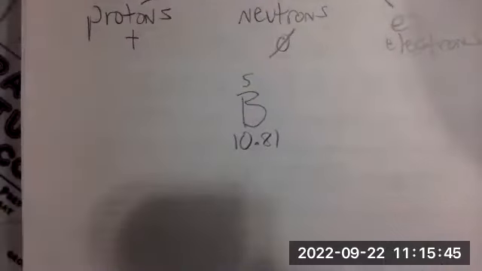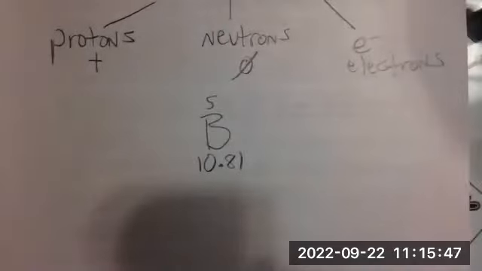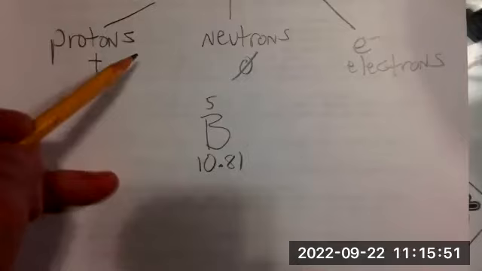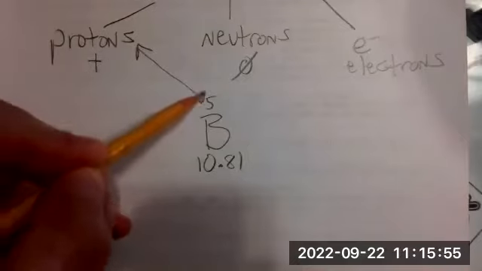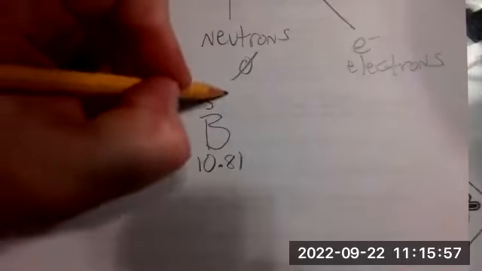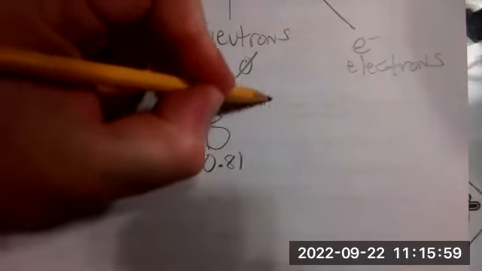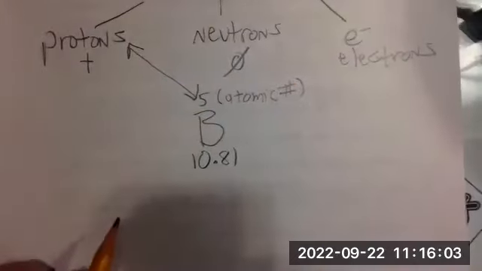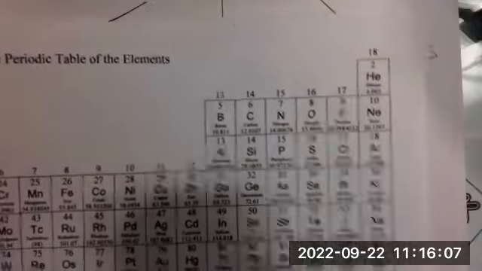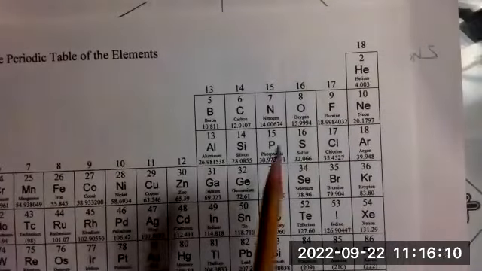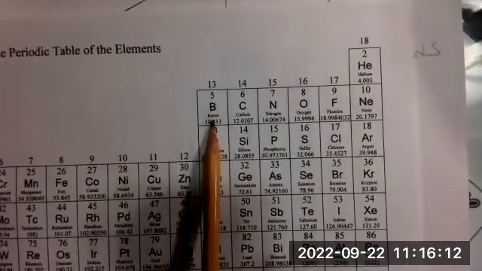All right, so using that information, we can determine the number of protons, neutrons, and electrons. Let's start with protons. That's pretty easy. The number written right here is the number of protons. This number is called the atomic number because it is the number of that atom. Atoms of every element on the periodic table have a different number of protons. That's what determines the atom, the number of protons.